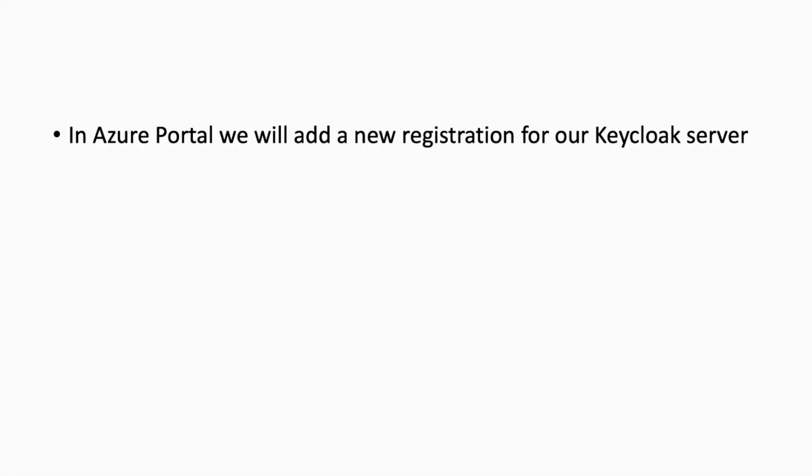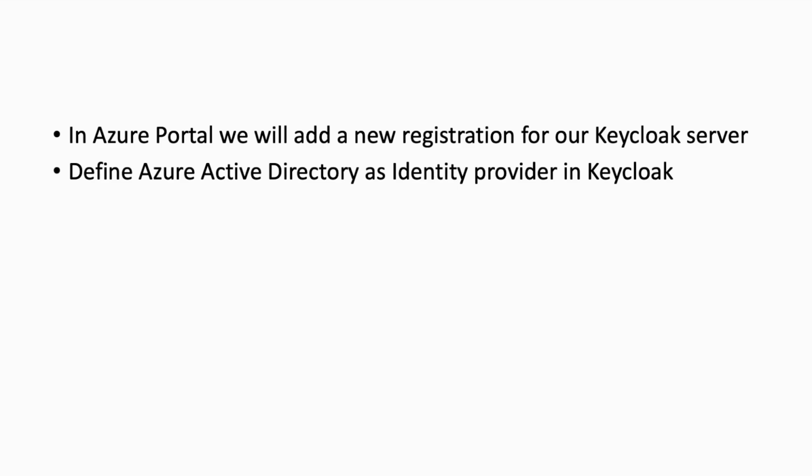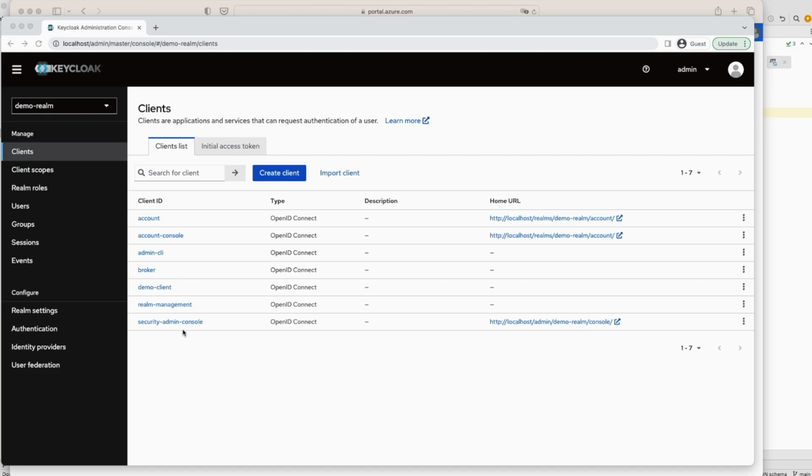To achieve that, all we need to do is add a new registration for our Keycloak in the Azure portal and then define the Azure Active Directory as an identity provider in Keycloak. So all this change consists of only two main steps. Let me show you how to do that. On my local machine, I have Keycloak installed and running as a web SSO server. I defined this realm and also a client to secure the web application, and what we need to do now is register this web server in Azure.